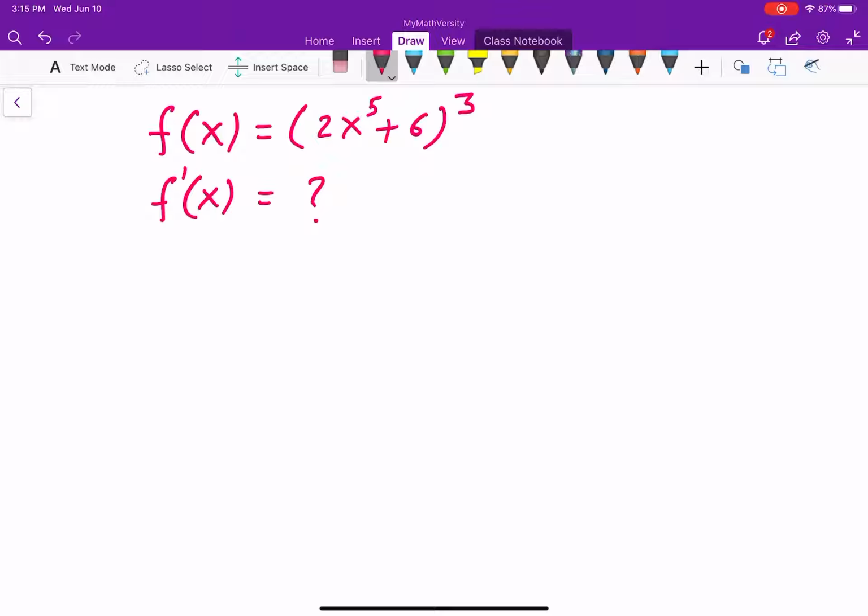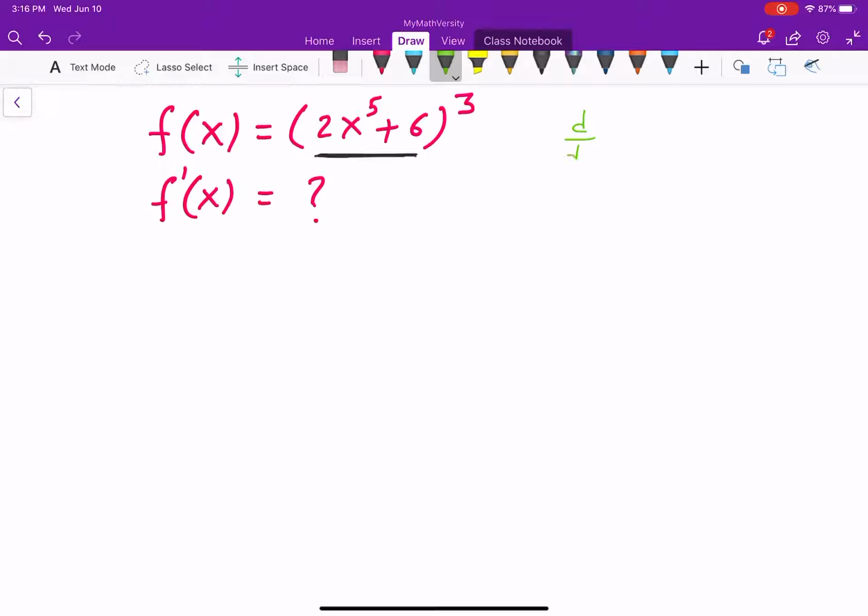In this example, we are given a function which is the cube of 2x to the power 5 plus 6, and our goal is to find the derivative of this function. You can see this function looks like some function, let's say 2x to the power 5 plus 6, raised to the power 3. So if you have a function raised to a power, then we know that we can use the generalized power rule. What is the generalized power rule?